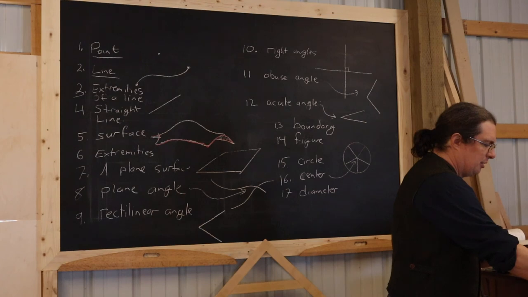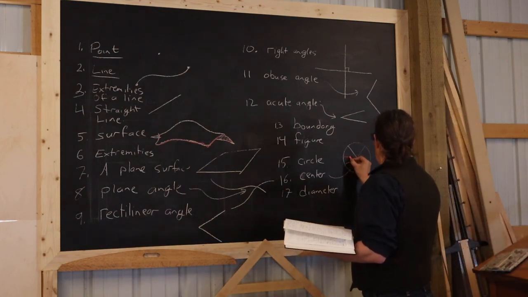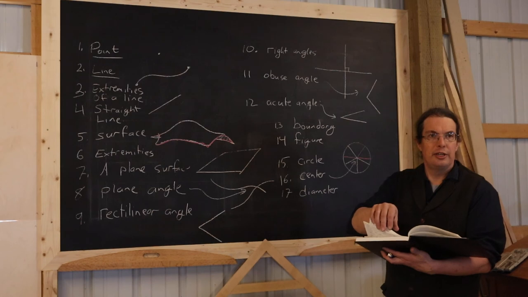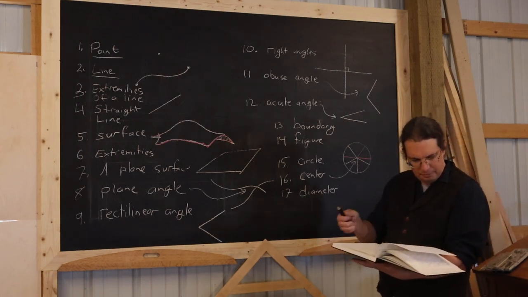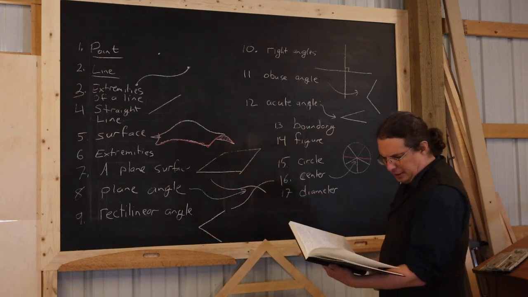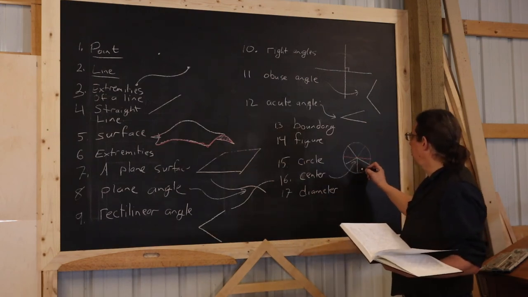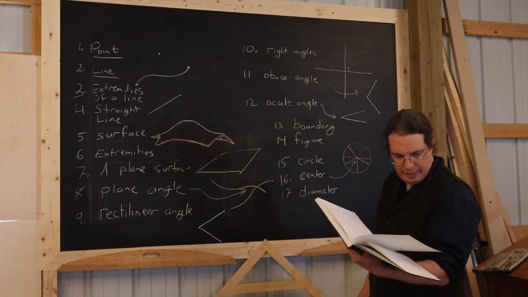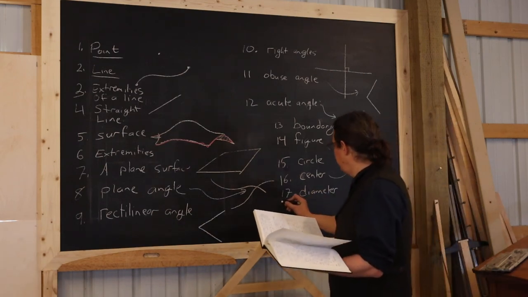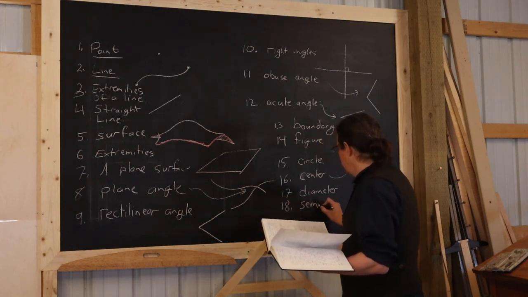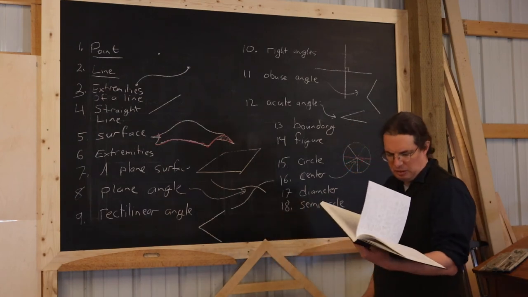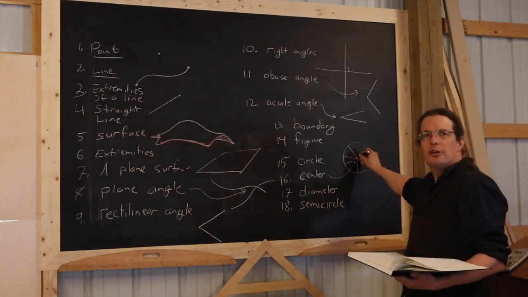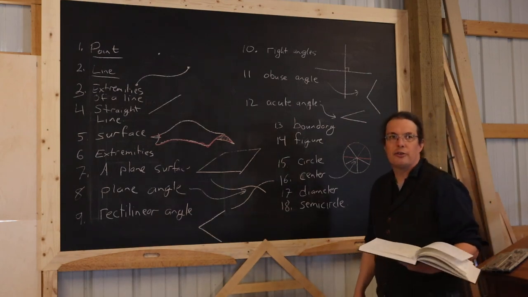A diameter is any line that passes through the circle, goes through its center, and intersects the boundary in two places, any straight line. So it's terminated in both directions by this boundary, which we call the circumference. It splits the circle into two equal halves. It bisects the circle. And those half circles are called semicircles. The center of a semicircle is the same point as the center of the circle that it was split off from.